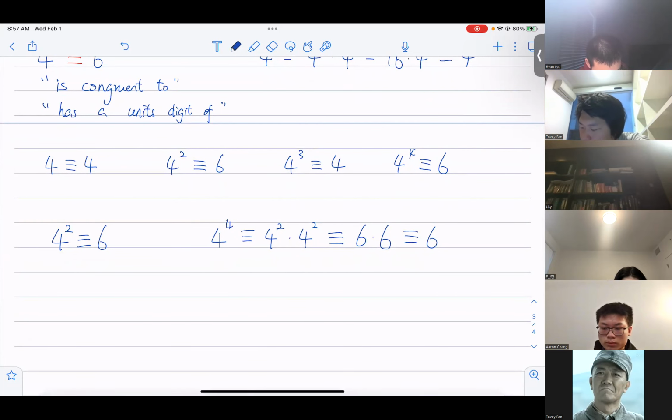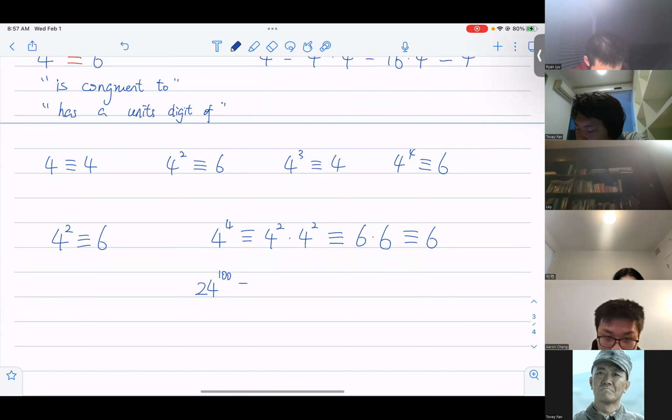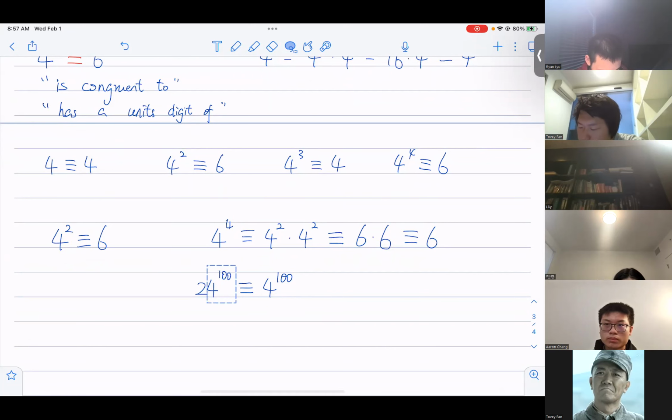What about 24? Let's say we do 24 to the power of, say, 100, okay? So first, we say this is congruent to 4 to the power of 100, right? Because when you need to find out the unit digit, you just need to multiply this 100 times. You don't have to multiply 24 by 100 times, right? This 2 could be gone. This 2 doesn't really matter here. So we say 24 to the 100th power is congruent to 4 to the 100th power, meaning that they have the same unit digit.